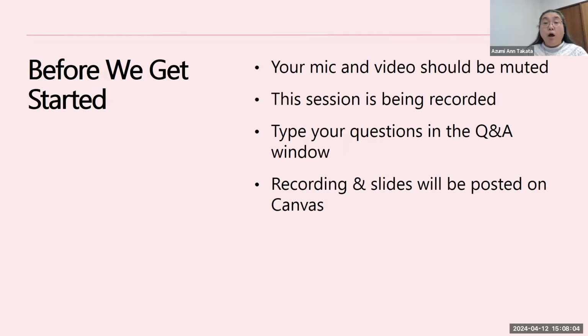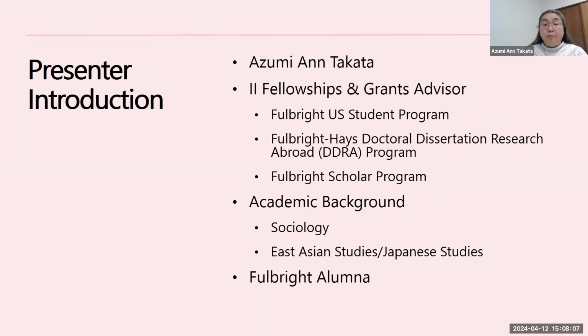Okay, so a little bit about myself. My name is Azumi Takata. I go by Ann, my middle name. I am a fellowships and grants advisor at the International Institute, and among my portfolio are some prestigious external fellowships programs like the Fulbright U.S. Student Program, the Fulbright-Hays Doctoral Dissertation Research Abroad, or DDRA program, the Fulbright Scholars Program. I also advise on a number of internal fellowships that are administered at the International Institute.